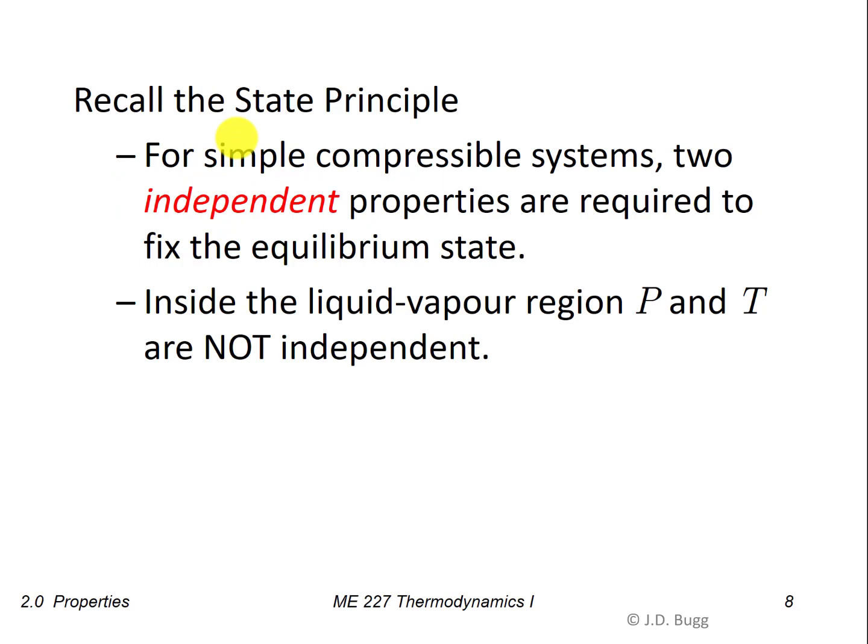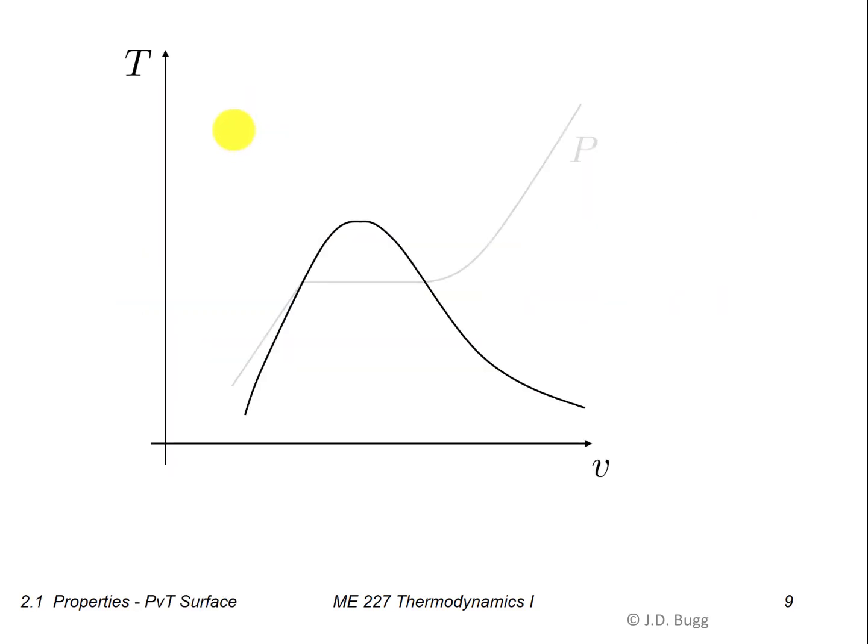The issue here is that if we're inside the liquid vapor region, P and T are not independent. So let's take a look at this. This is a line of constant pressure on T-v coordinates. That's the experiment we did. We traced out a line that looks like that. If I were to tell you that the pressure is, let's say, 1 bar, and the temperature was 99.63 degrees Celsius, those are two properties, but it's not enough to fix the state, because those particular values of pressure and temperature correspond to this region here.